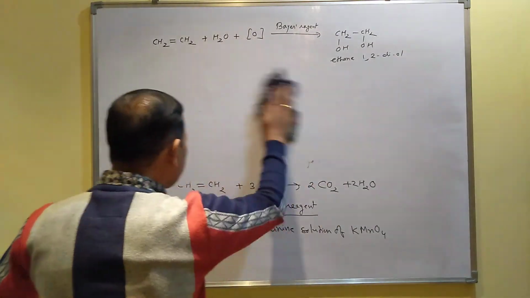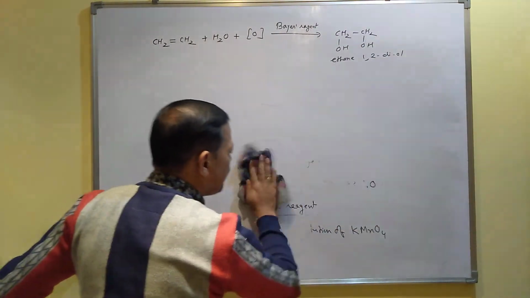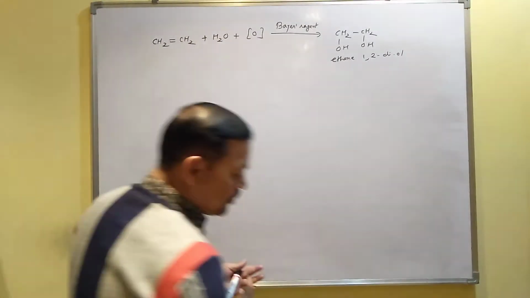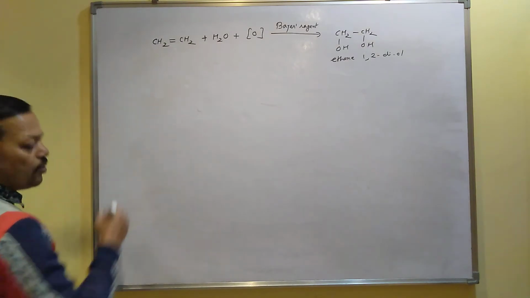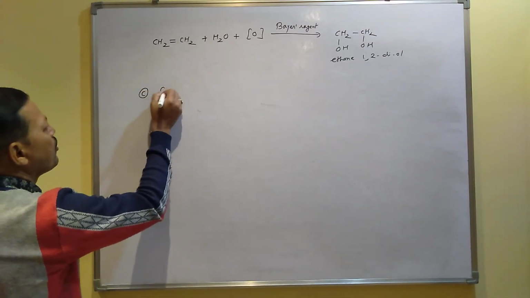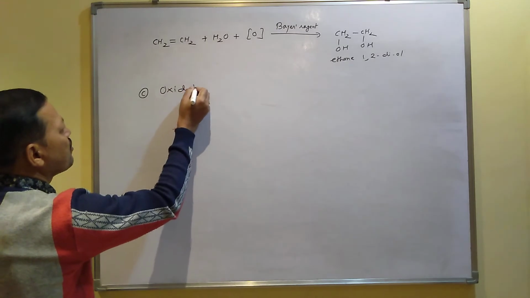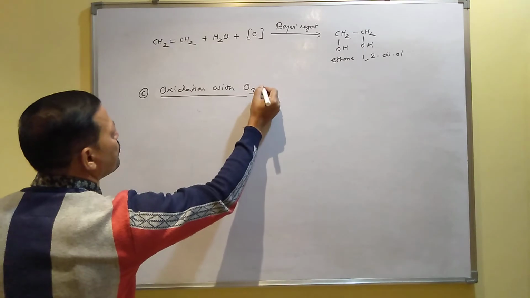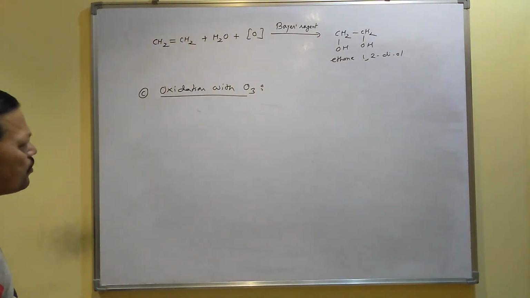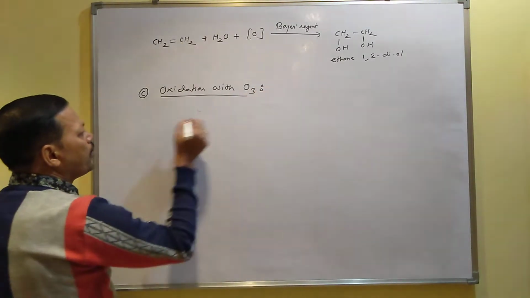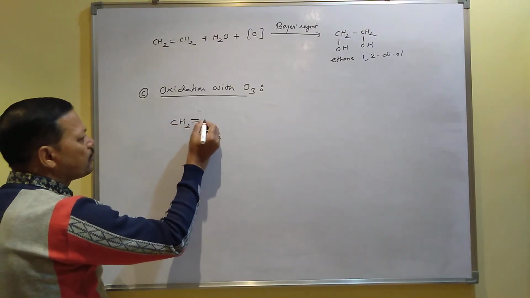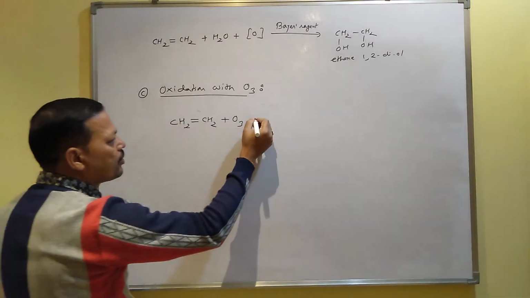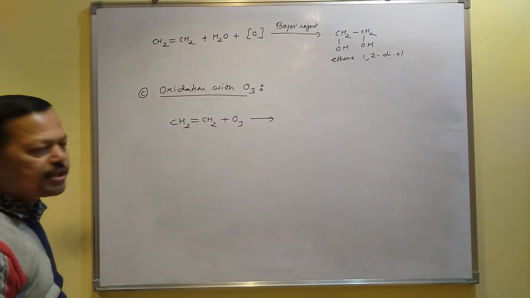Now, number C, which is called oxidation with ozone, O3. This is one of the alkenes, ethene. When you add ozone, O3, as you know, ozone contains 3 oxygen atoms.